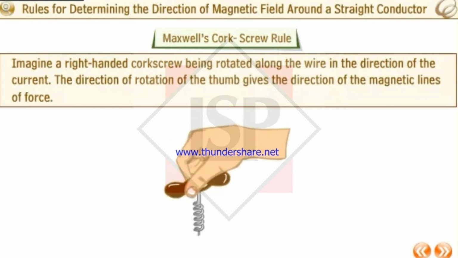Imagine a right-handed corkscrew being rotated along the wire in the direction of the current. The direction of rotation of the thumb gives the direction of the magnetic lines of force. Right hand thumb rule, or curl rule.